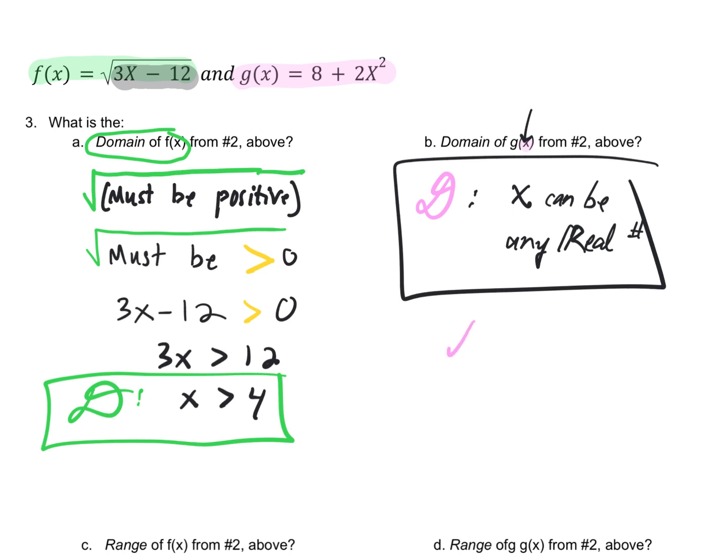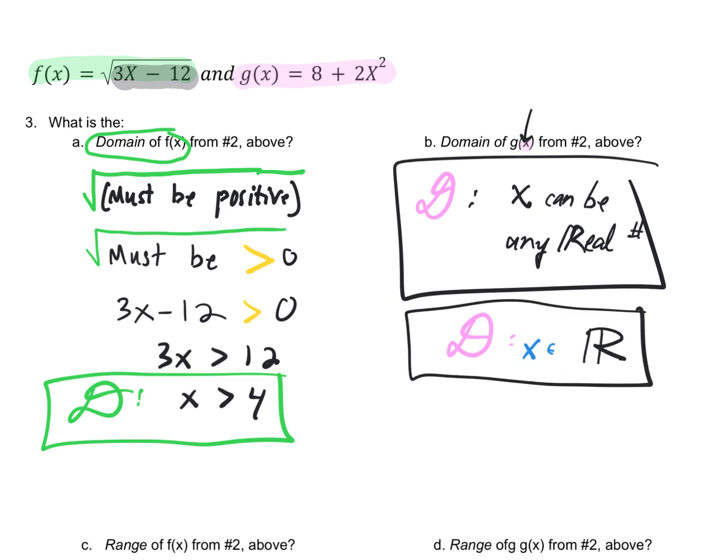Sometimes I see students saying, all real numbers. Well, I want you to tell me that we're talking about x. x can be any real number. In algebra, sometimes we'll use this symbol, which is like this half circle with a line in the middle. x can belong to the set of real numbers. It can be any element from that set.